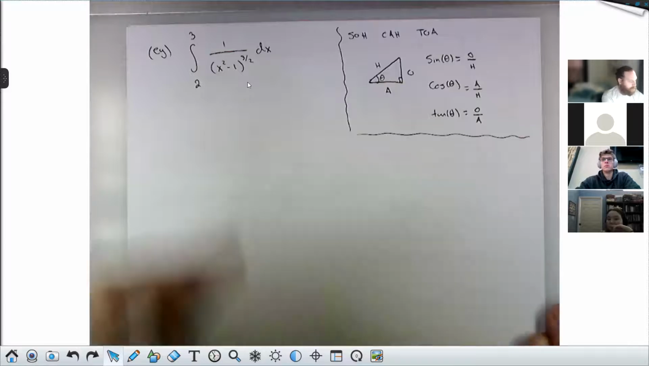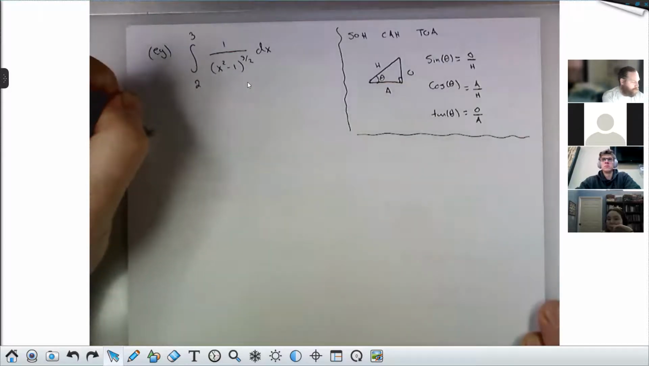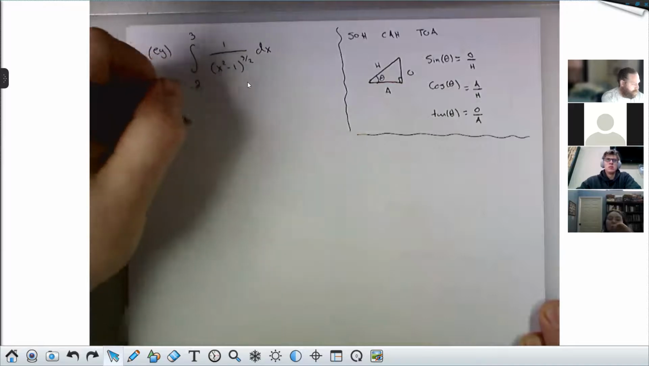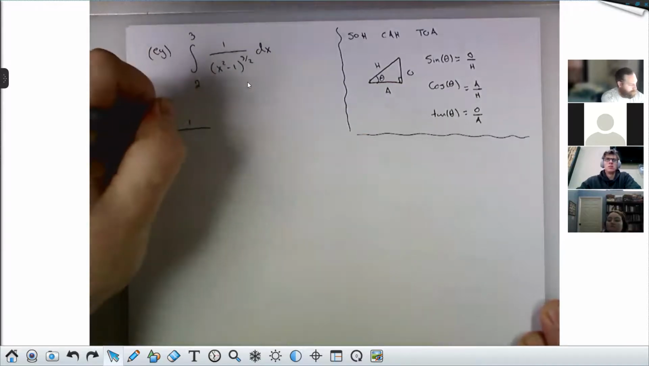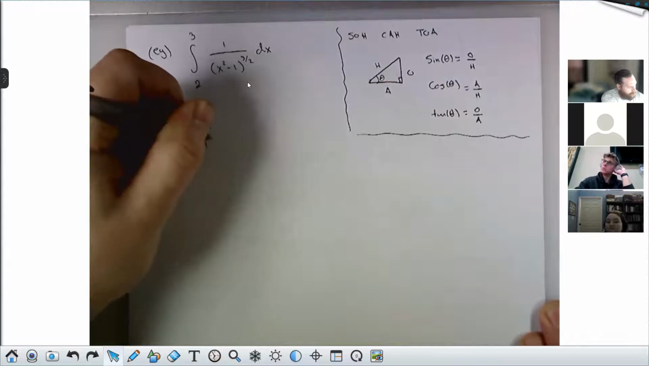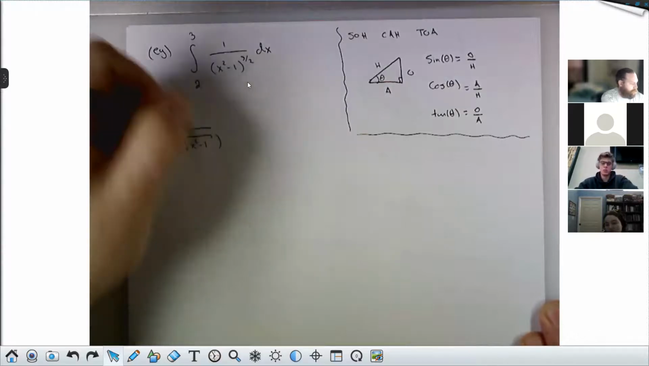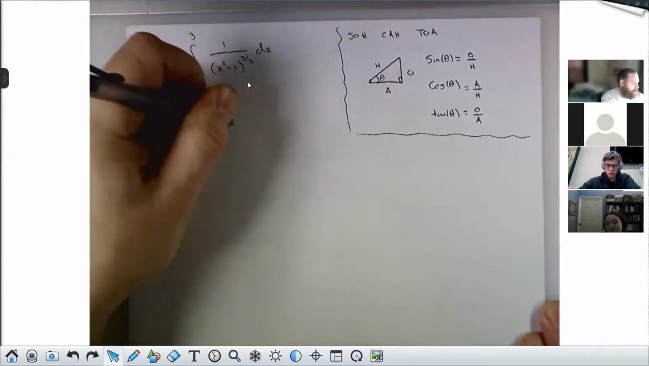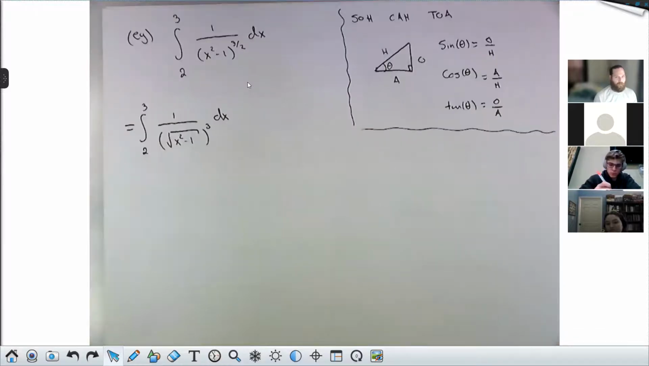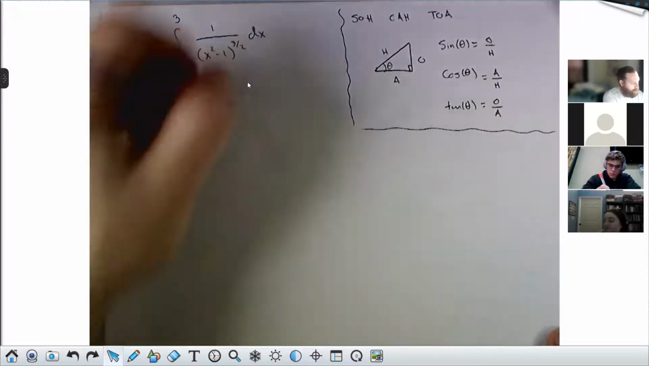The substitution I'm going to make might not jump out at you right away because you might not see the square root, but there is a square root here. The 3/2 power is secretly a square root. It's the square root cubed. And it could be thought of either way.